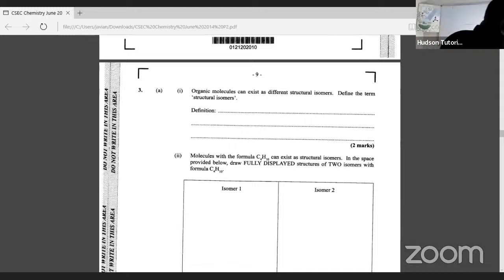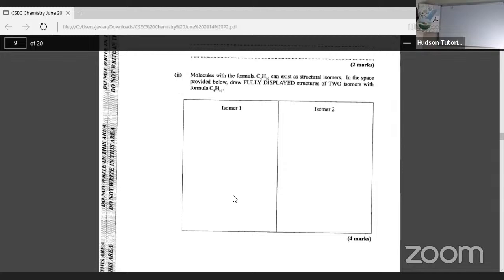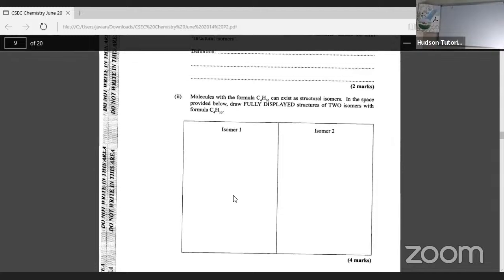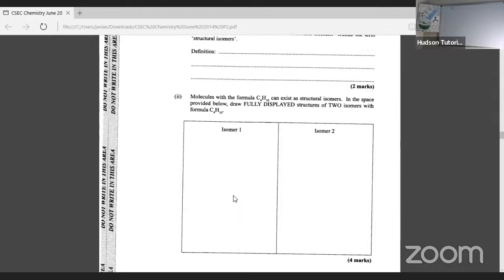So let's define that again. A structural isomer is any organic molecule that has the same molecular formula, but a different structural formula. All right, good. So 2 marks there. Let's move on. C4H10. The molecule with the formula C4H10 can exist as structural isomers. In the space provided below, draw fully displayed structures of 2 isomers for C4H10.